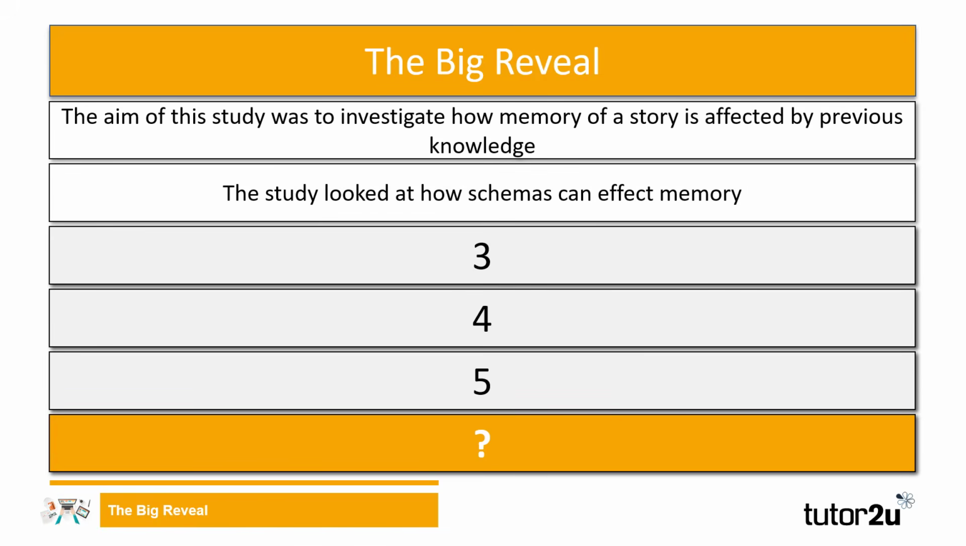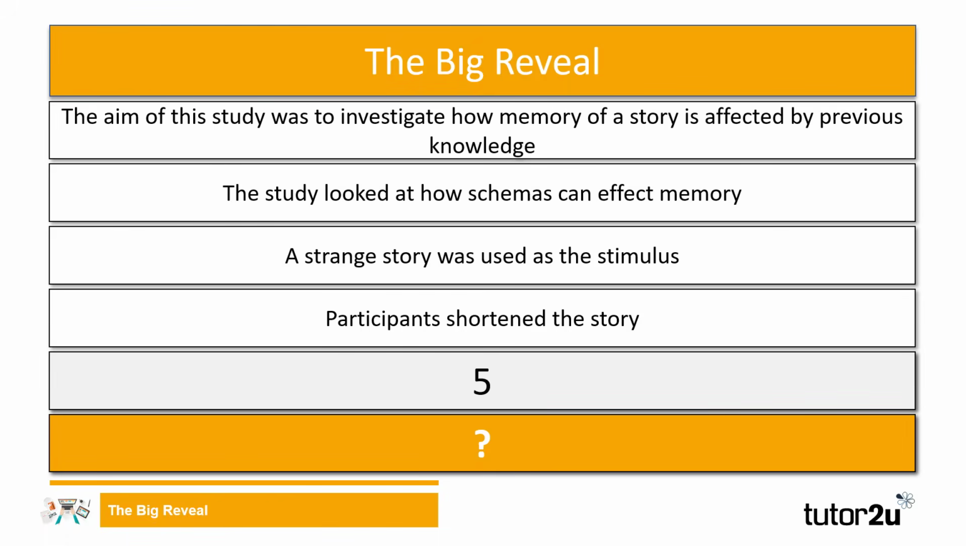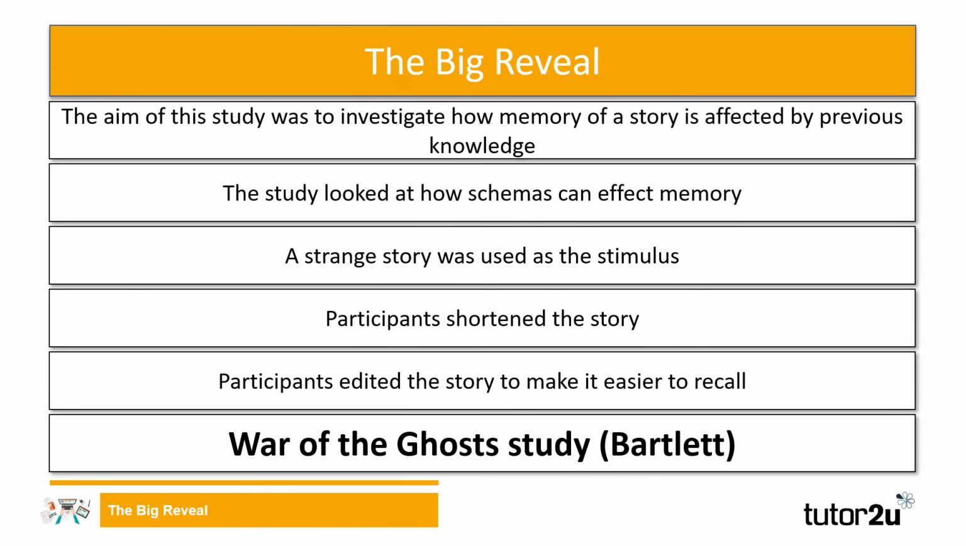Here's another clue. The study looked at how schemas can affect memory. Can you think of a study about schemas? The strange story was used as a stimulus. Now that might be the giveaway. Participants shortened the story. That was the result because it was a strange story. And participants also edited the story to make it easier to recall. If you haven't got it, the study that I'm talking about is the very famous War of the Ghosts study by Bartlett. Well done if you got that one.